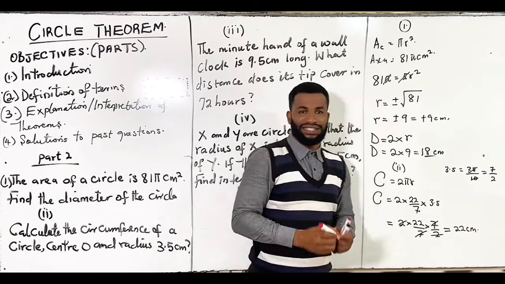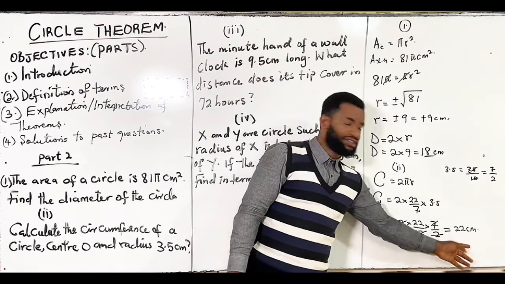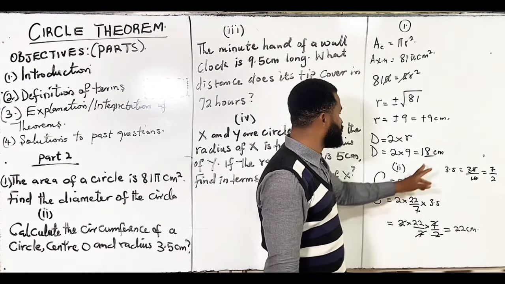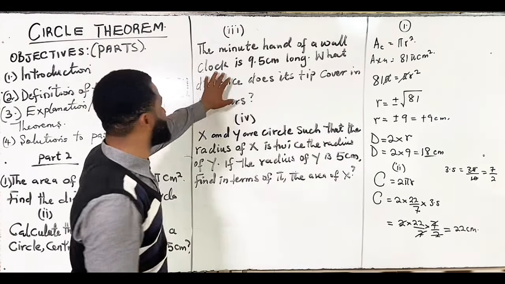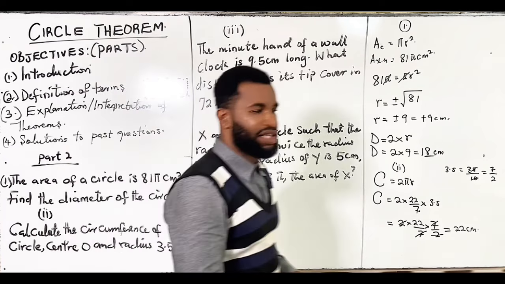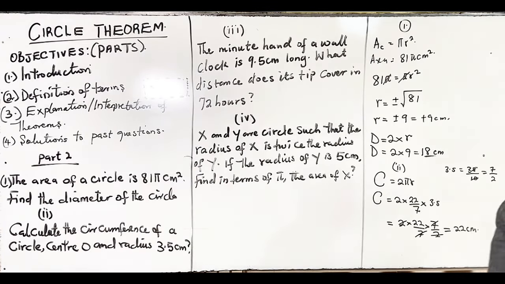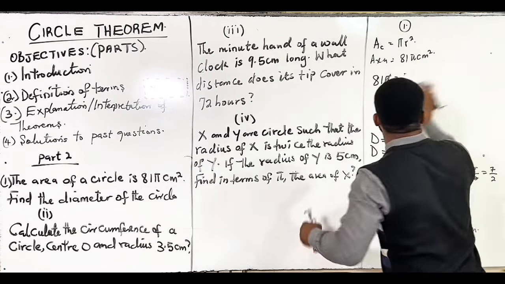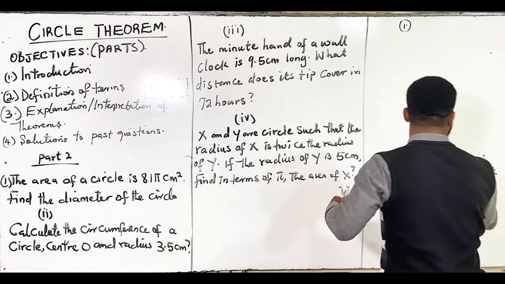Remember, the circumference is a distance or length, so you should have it in cm. The unit must be there. You must always put the units. Okay? So we have another one. This is a very technical question, and we are going to handle it easy. We are going to handle it very carefully. All right? So let's go to number 3.